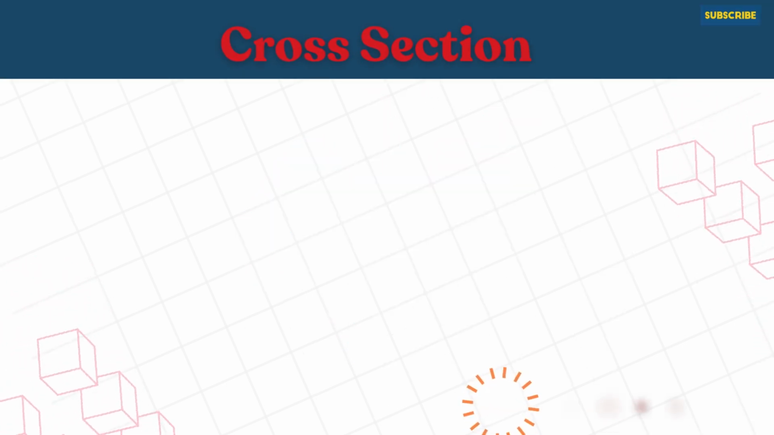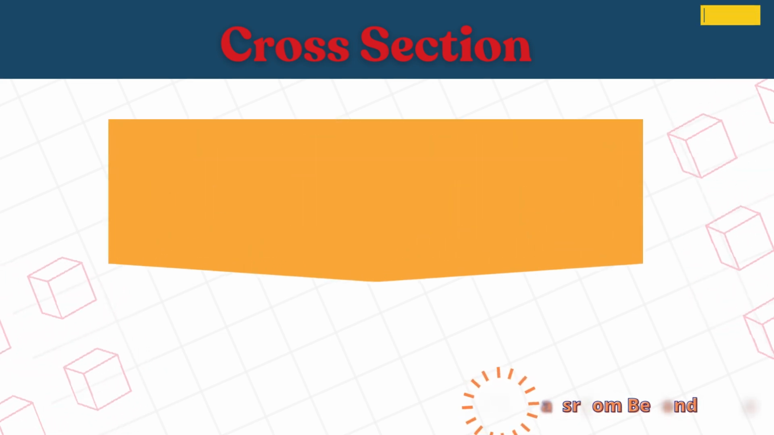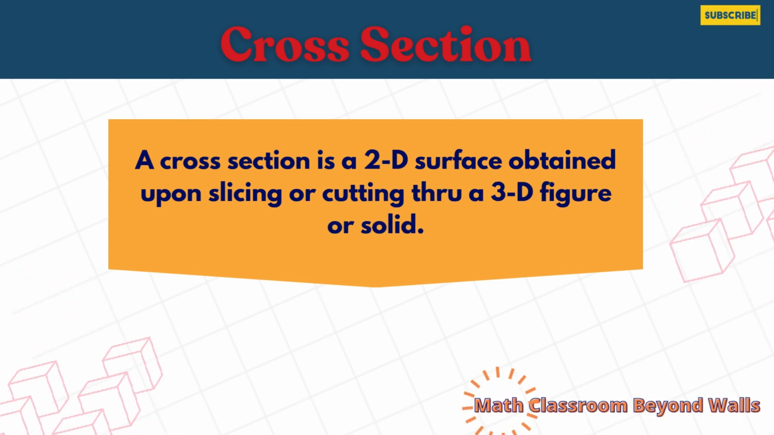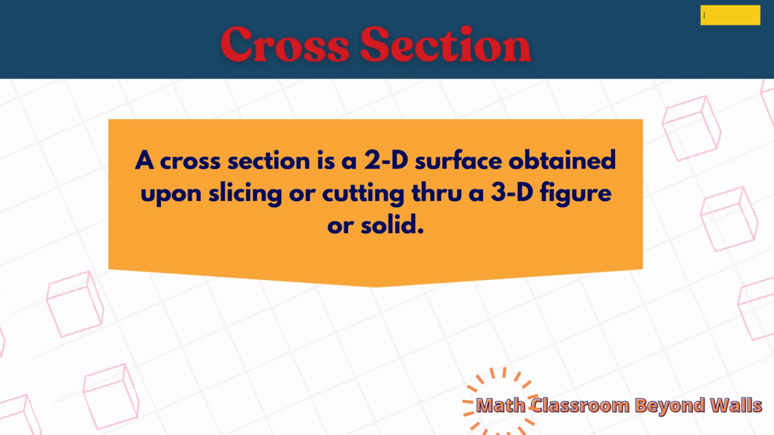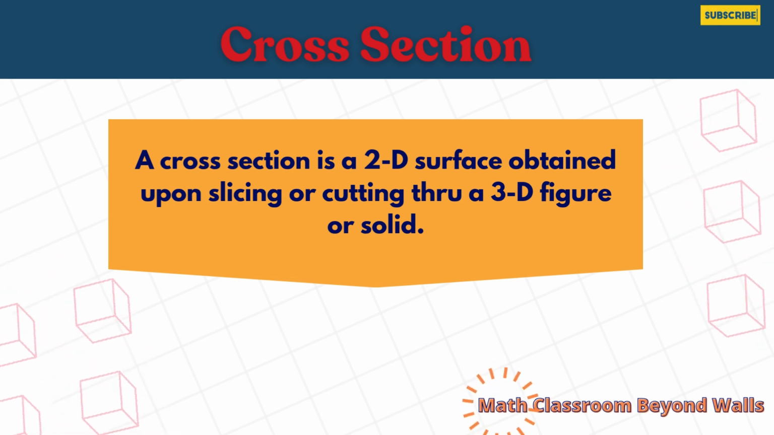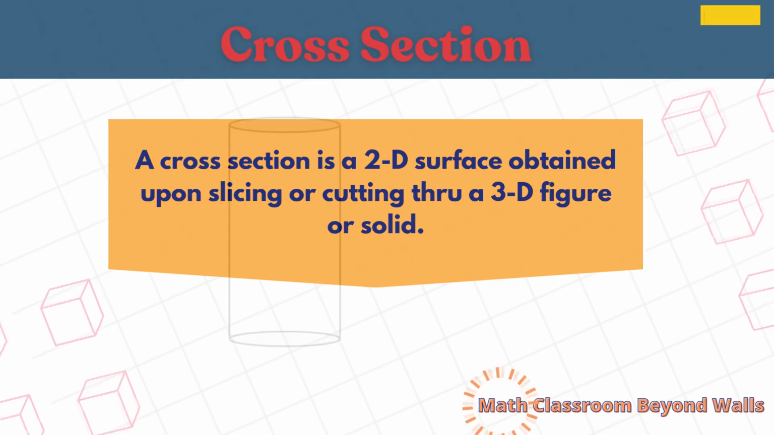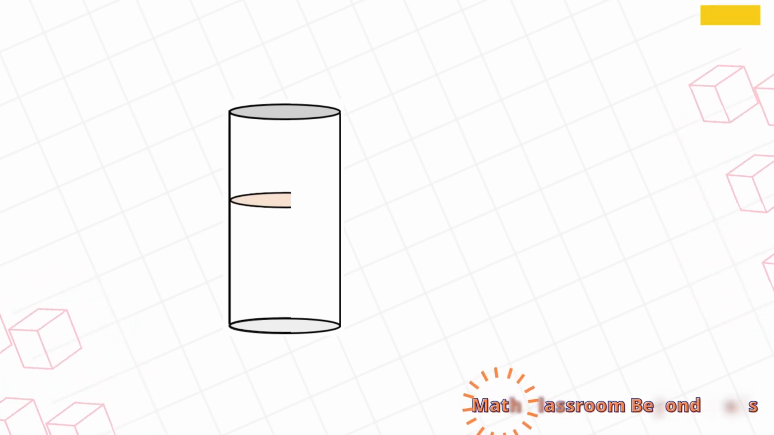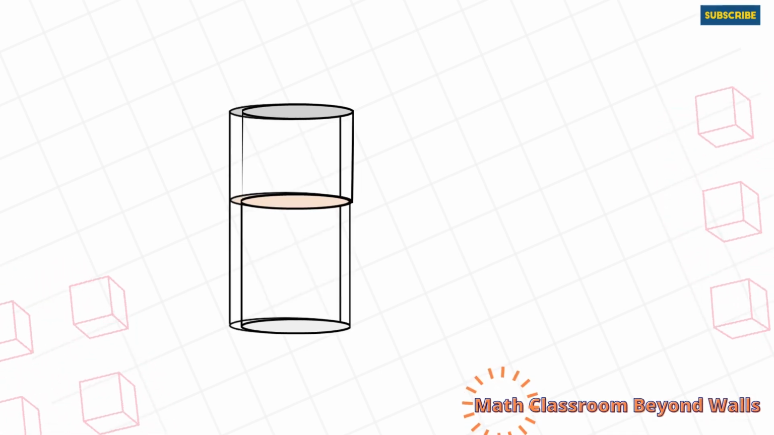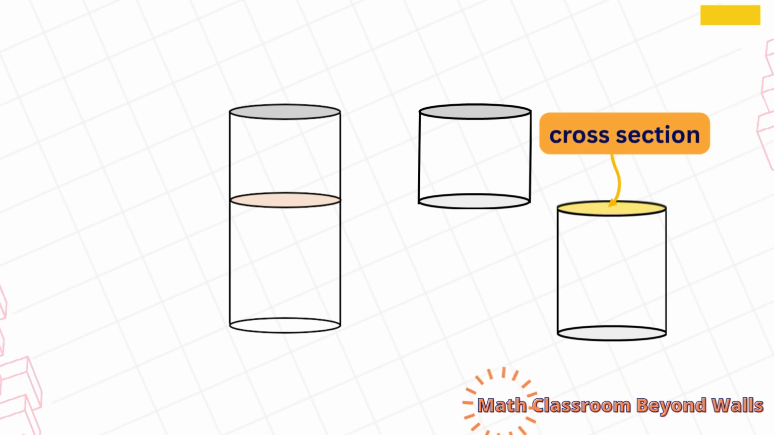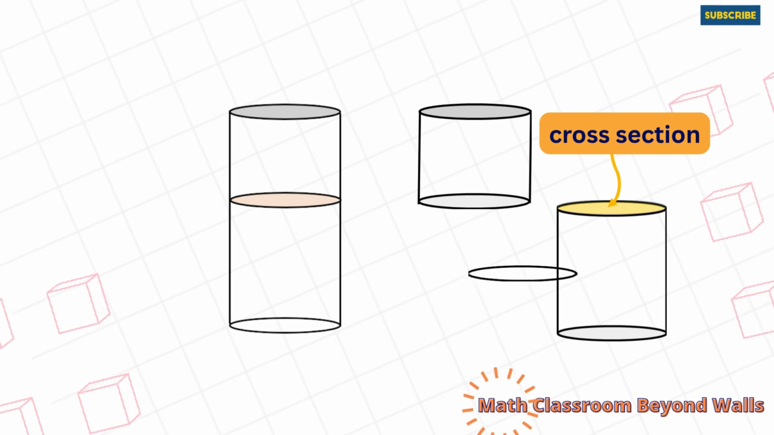Let us now investigate the cross-section of the right cylinder. Recall that a cross-section is a 2D surface obtained upon slicing or cutting through a 3D figure or solid. An extensive discussion on this topic is in our video lesson on geometric solids, prisms, volume, and cross-section. The link is down below. Let us slice our right cylinder here parallel to its base and see what shape its cross-section will be. Let's go. Okay, so the cross-section is circular in shape and is congruent to its base. Did you see that, learners?